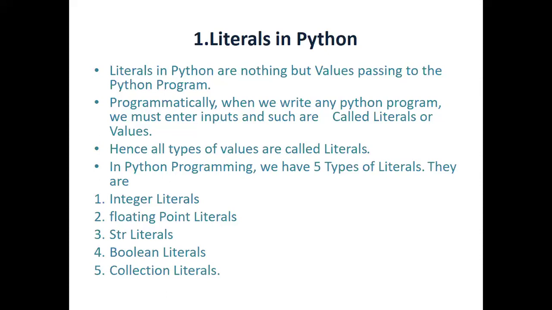Literals in Python are nothing but the values passed to the Python program. Whatever value we pass to the Python program is called a literal. Programmatically, whenever we write any Python program, we must enter inputs, and such inputs are called literals or values. All types of values are literals. In Python programming, we have 5 types of literals: integer literal, floating point literal, string literal, boolean, and collection literal.